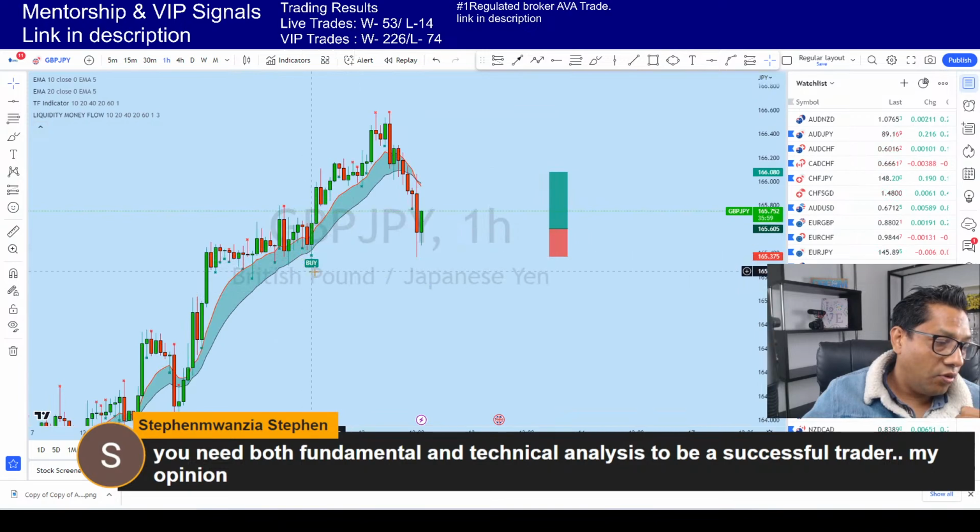And this is where I have opened this trade, GBP/JPY and US30. You have seen that it has in fact worked out very well.